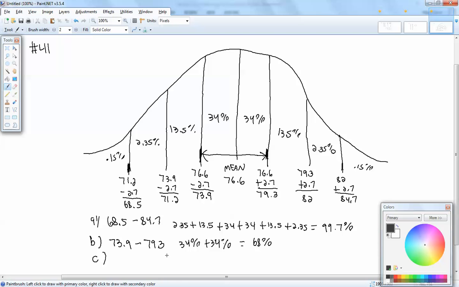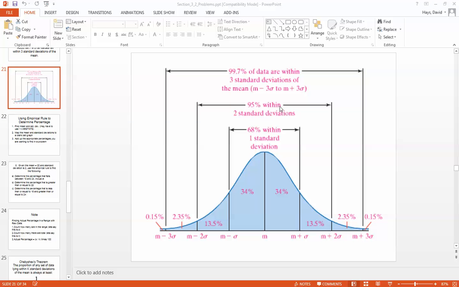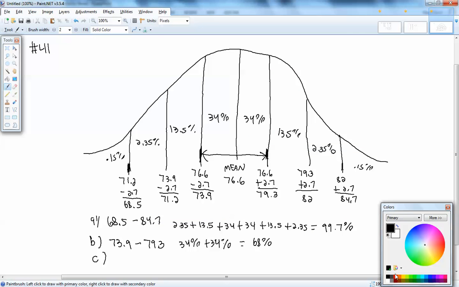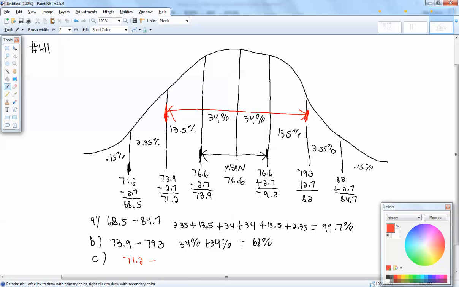And C, between what two values will approximately 95% of the scores be? And this is best shown in this picture here. 95% is within two standard deviations. So let me do this in a different color. Let me do it in red. So 95% would be from here over to here. Two standard deviations. So that's between 71.2 to, that comes straight down to here, 82. And those would be our answers.